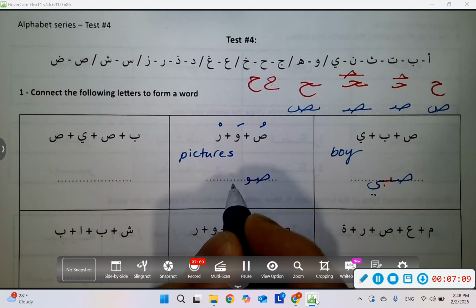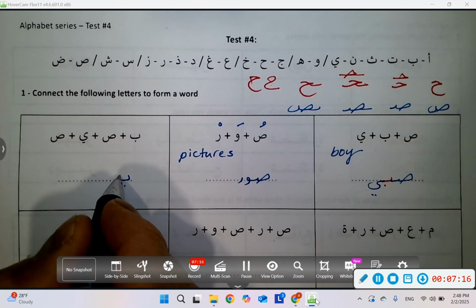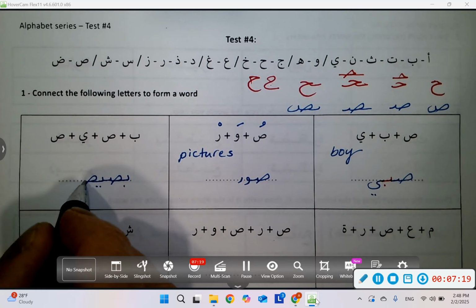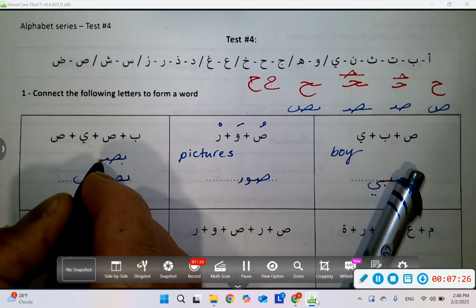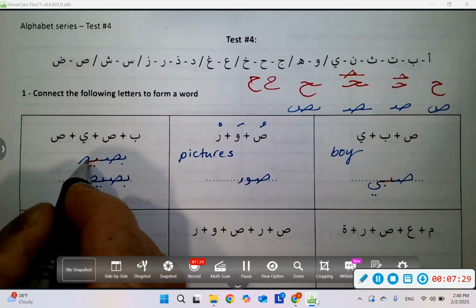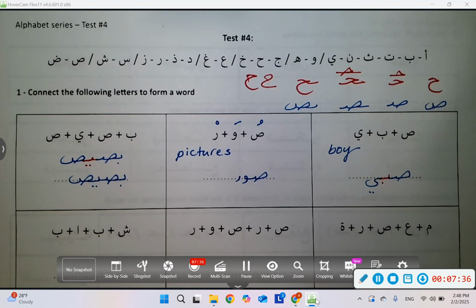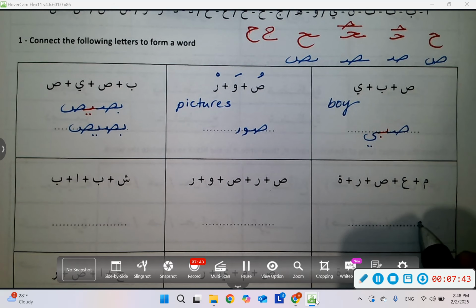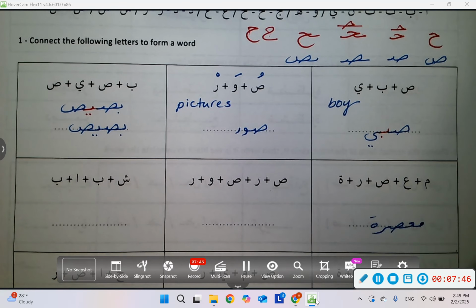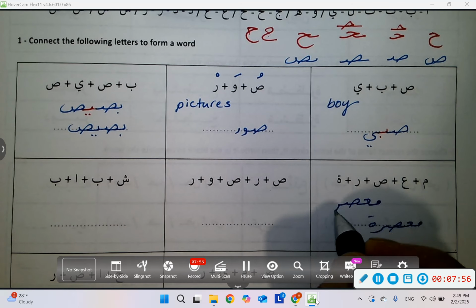صاد واو راء. بصيص ب ص يا ص. Again, let me color it so it looks clear. بصيص, the صاد, this is the ya. معصرة, معصرة. Now, ميم عين صاد راء تاء مربوطة.